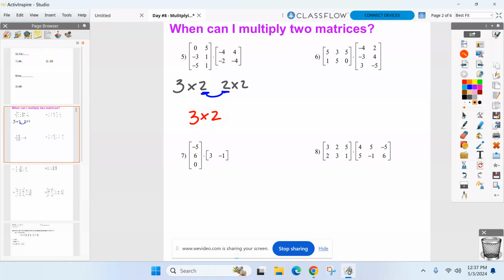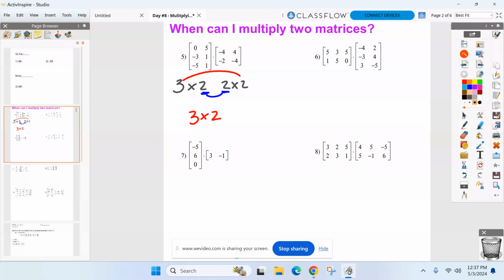So to see if you can multiply, the number of columns in the first has to match the number of rows in the second, or just the two inside numbers have to match. That means you can multiply. And your answer will be the two numbers on the outside. That's how big your answer will be. Forget about what we're putting in there, we'll get to that later, but that's how big it's going to be. So let's keep going through a couple examples here.